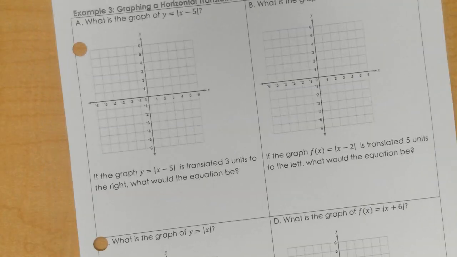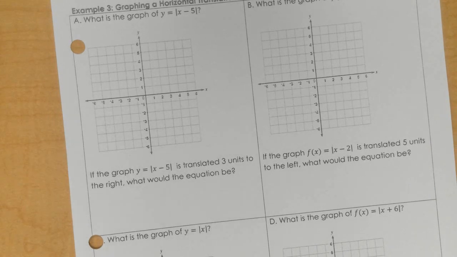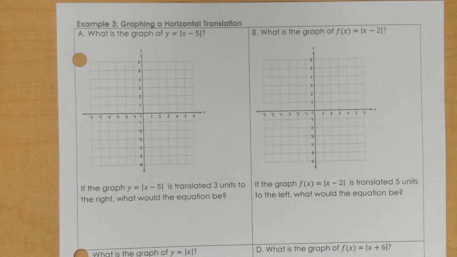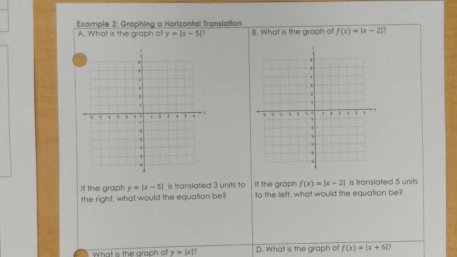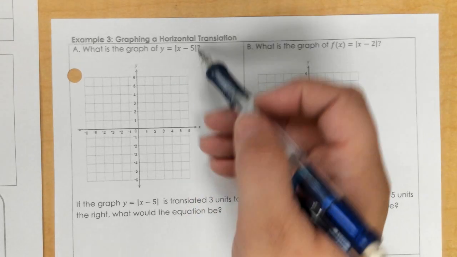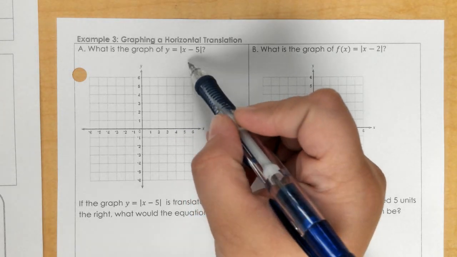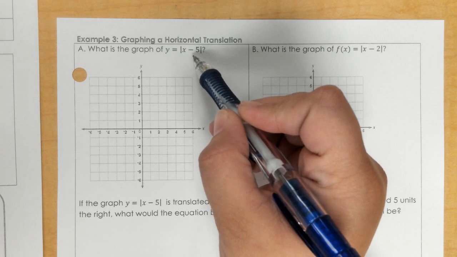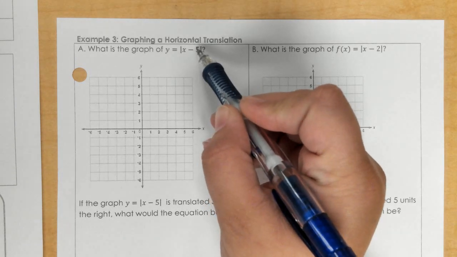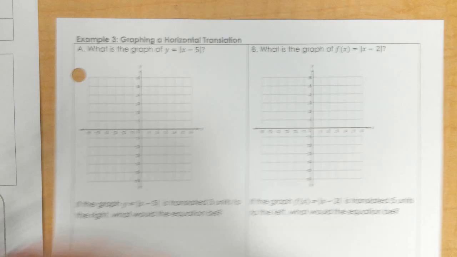Now for the second part of the notes, these graphs are a little bit more intense. There's more information to talk about here. First, we look at the equation. We have the absolute value of x minus 5. Immediately, you should recognize this looks different than what you just did. This minus 5 is inside the absolute value.